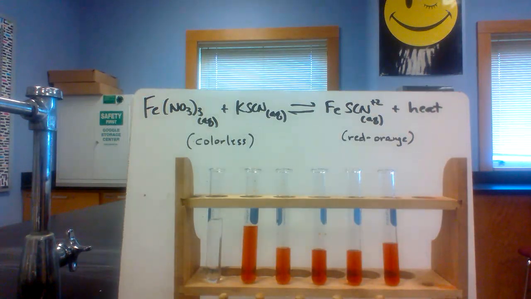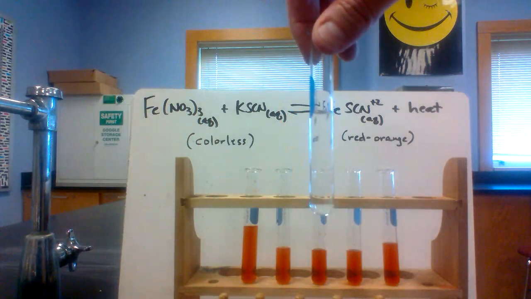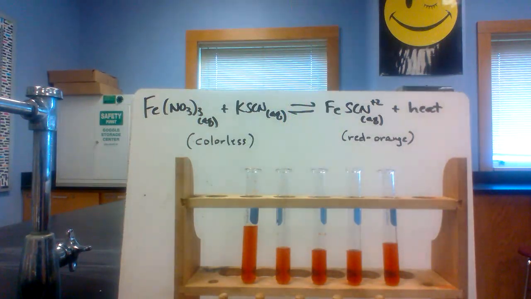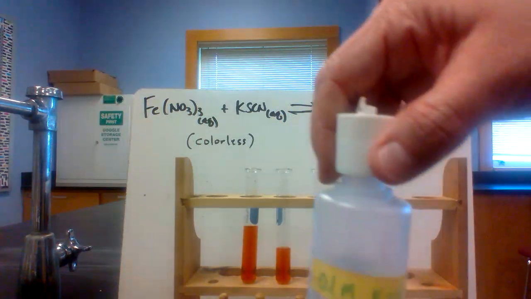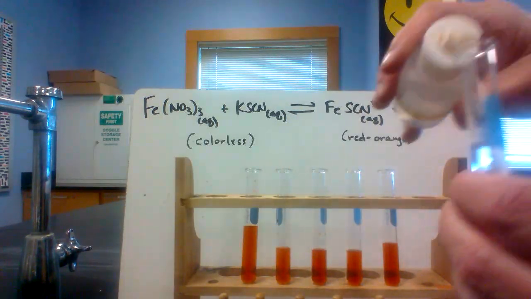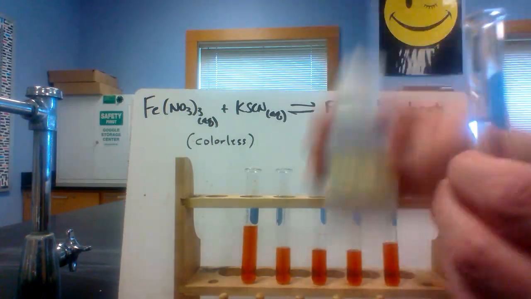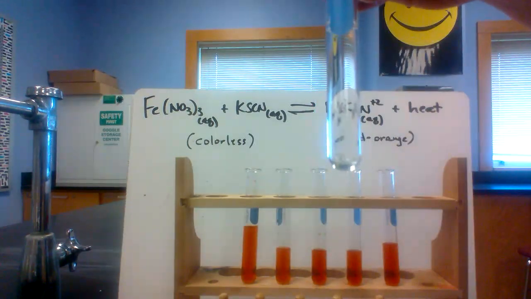On the whiteboard you'll see the system that I have set up in a small test tube. I half filled it with water, so this is just the water right here. And then I added 2 drops of potassium thiocyanate, KSCN, and I'll do that right here. Okay, and you can see that's still clear and colorless.